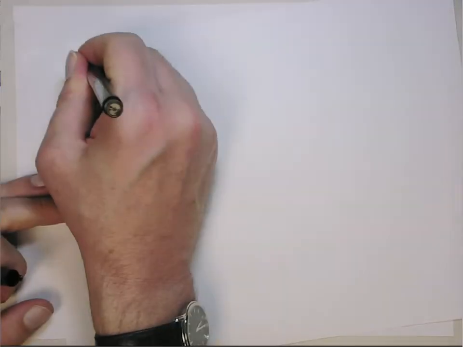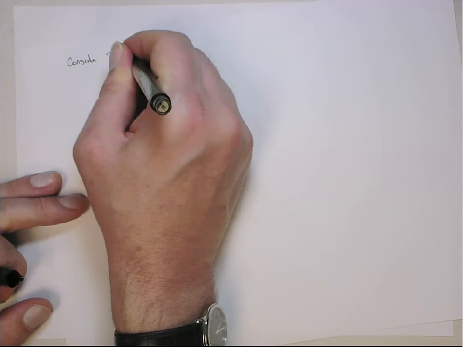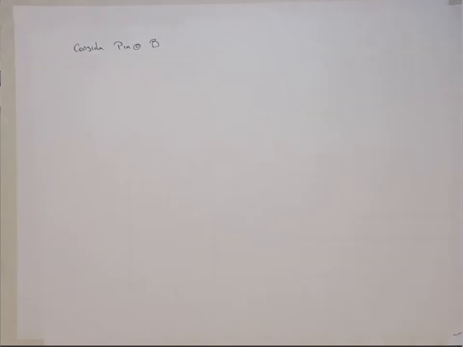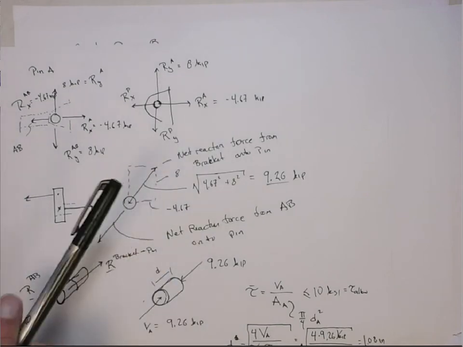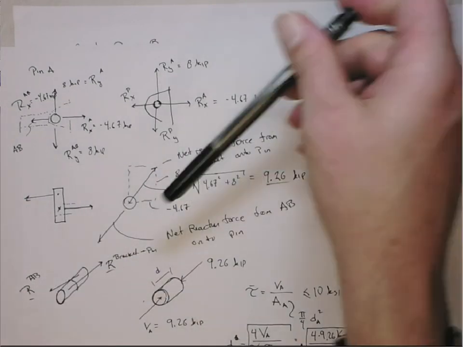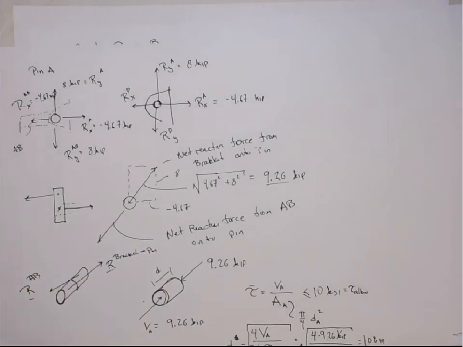All right, let's go look at pin BC, and I'll be a little quicker on this one. So let's consider the pin at B. All right, it's going to go the same way. Without getting so long-winded about it, you're going to have a net reaction force acting on pin B, and then there's going to be an equal opposite from the other element acting on it.